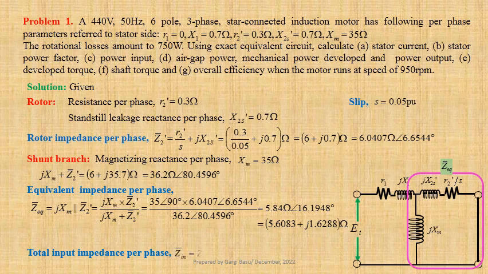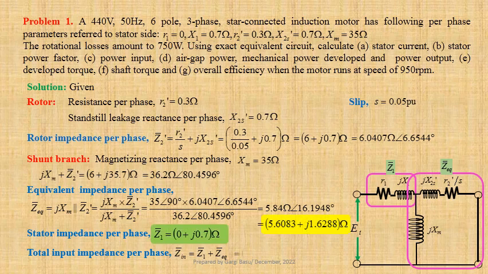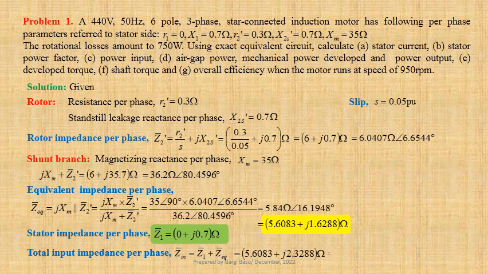Zin equals Z1 plus Zdq. We have obtained stator impedance per phase Z1 equals 0 plus j times 0.7 ohm. Using values we get Zin equals 5.6083 plus j times 2.3288 ohm. This may be written in polar form as 6.0726 ohm at an angle 22.55 degree.